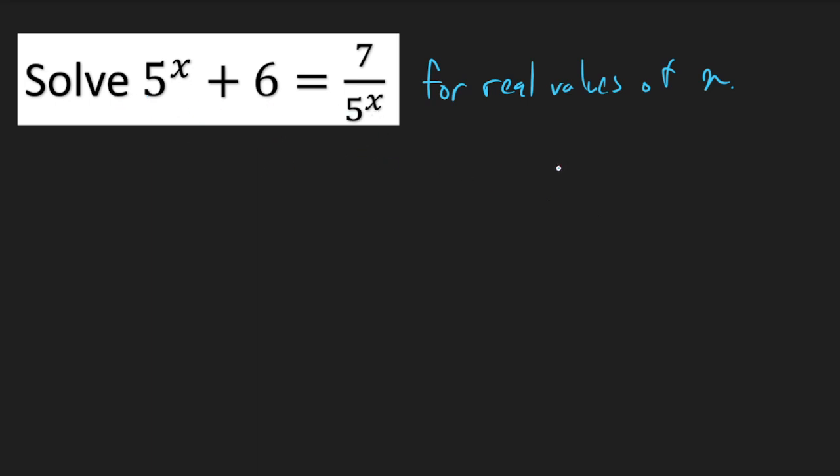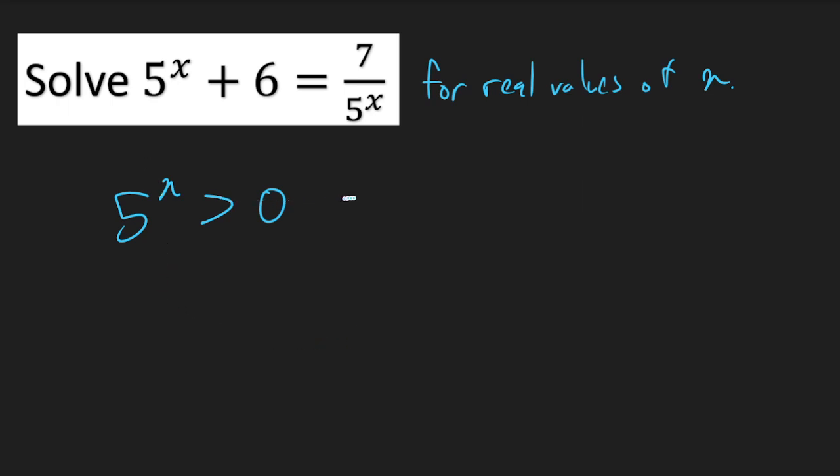Since we are dealing with real values of x, we know that 5 to the power of x is greater than 0. The only time 5 to the x equals 0 is when x equals negative infinity. So for now, it is safe to assume that 5 to the x will never be 0, since we are finding the real values of x, which is possibly not negative infinity.